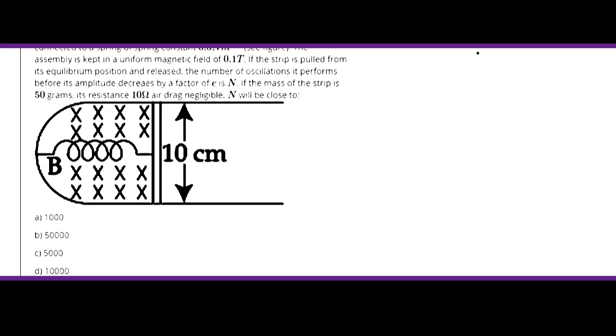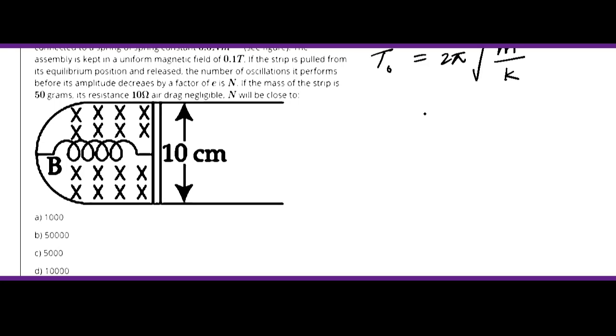So to solve this problem, there is a very simple formula that we need to use, which is T naught is equal to 2 pi times under root m upon k. The k is the spring constant. m is nothing but the mass. Mass is given as 50 grams. Spring constant is given as 0.5 Newton per meter.